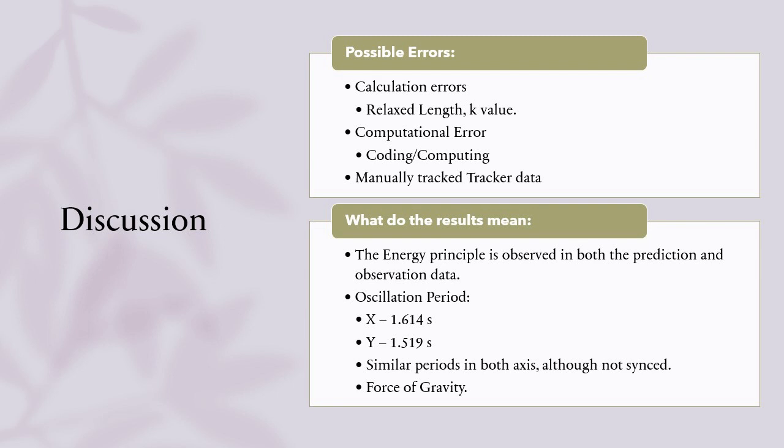Firstly, I could have had a slight calculation error, both for my relaxed length value and my K value. This would be due to human error, and it could have been the explanation for the observation in the y-axis, with the observed being stretched compared to the predicted data.